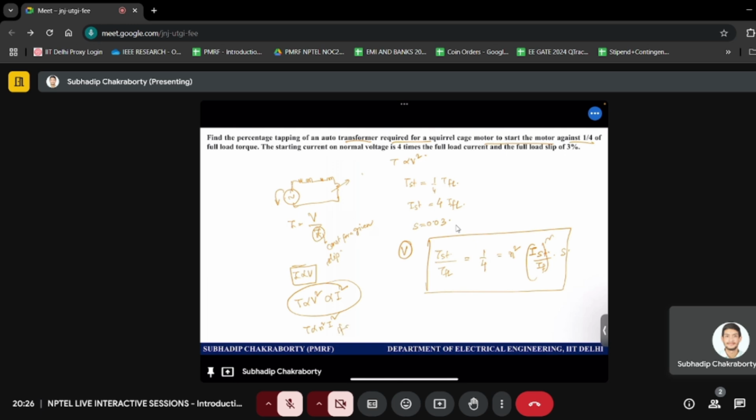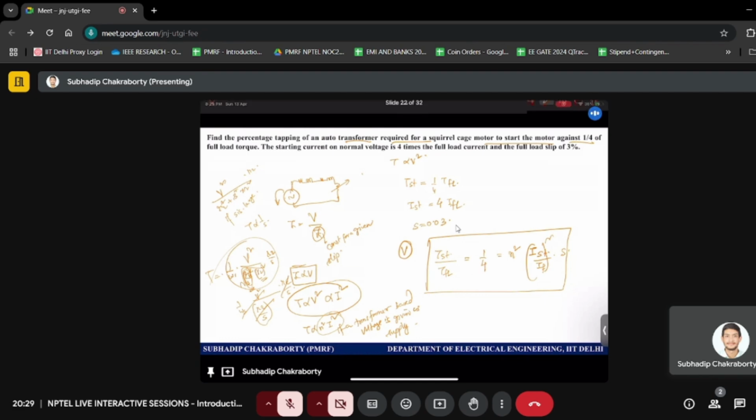If a transformer based voltage is given as supply, then the turns ratio will decide the voltage, and accordingly the current, so it is N square I square. There will be no square root sign, right? I made a mistake in the square root, that's why I was getting the wrong interpretation.